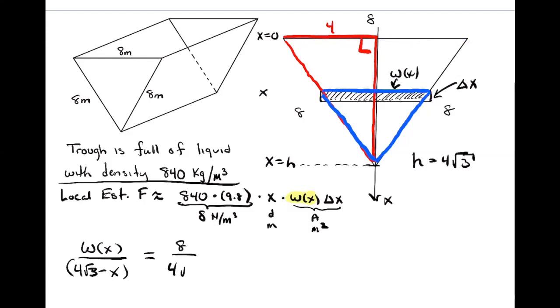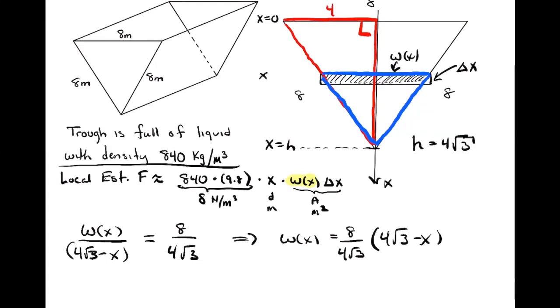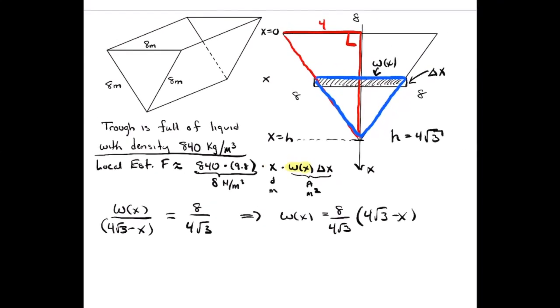I would stop the video and make sure that makes sense. But if I solve that for W of x, what do we get? We get W of x is 8 over 4 root 3 times the quantity 4 root 3 minus x. If you distribute that, distributing the 8 over 4 root 3 through there, we get 8 minus 8 over 4 root 3 times x, and I'm going to reduce that and write it as 2 over root 3 times x. Okay, so that is our W of x. I'm talking fast, but you can stop the video.